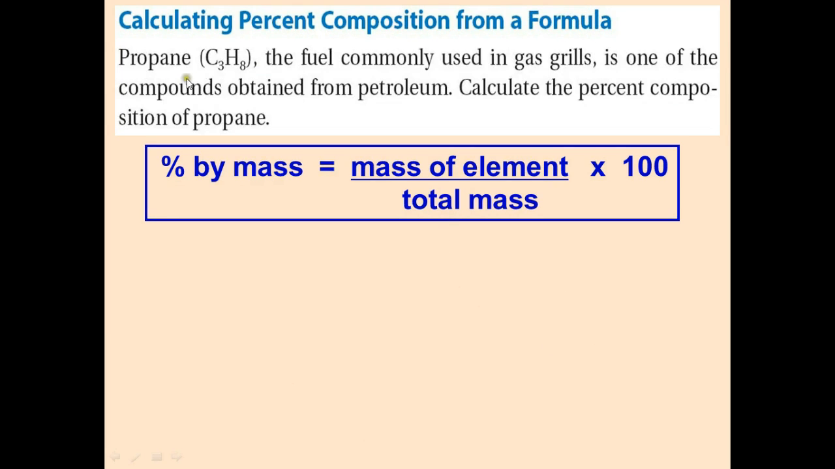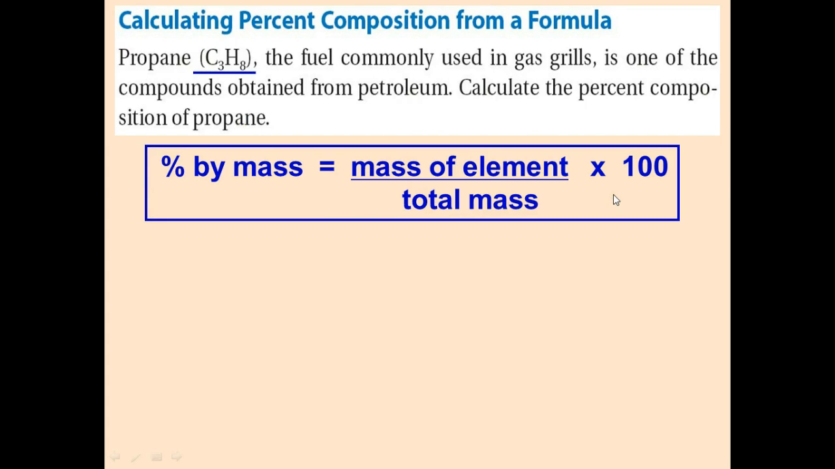So this one, it doesn't tell you how many grams of carbon or hydrogen there are, it just tells you the formula. So propane, the fuel commonly used in gas grills, is one of the compounds obtained from petroleum. Calculate the percent composition of propane. So again, the formula is mass of the element divided by total mass times 100.